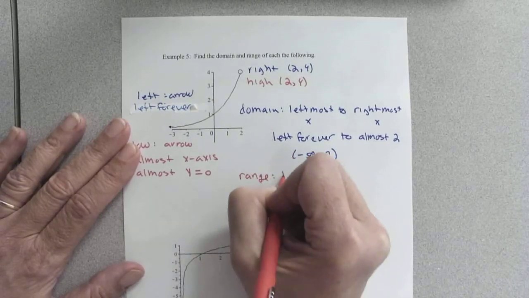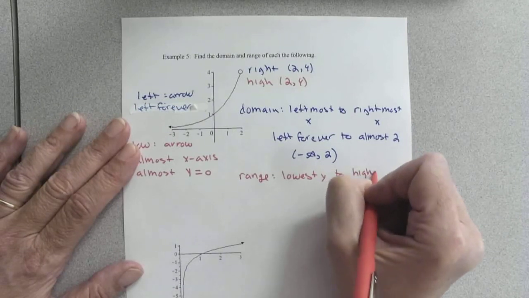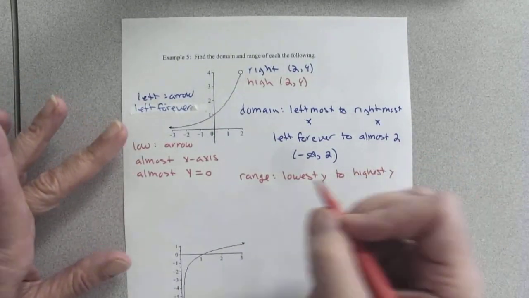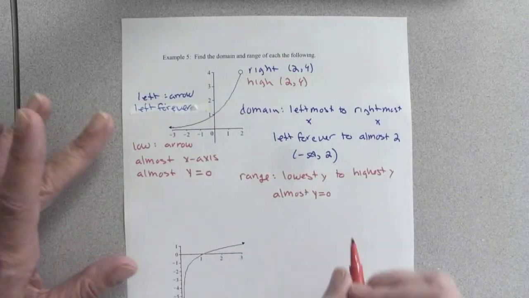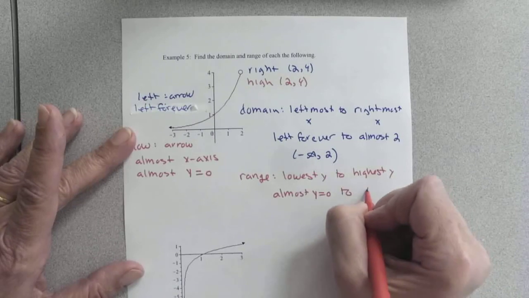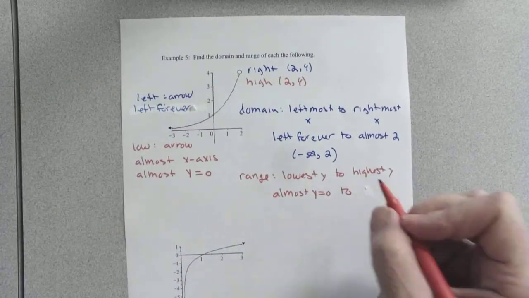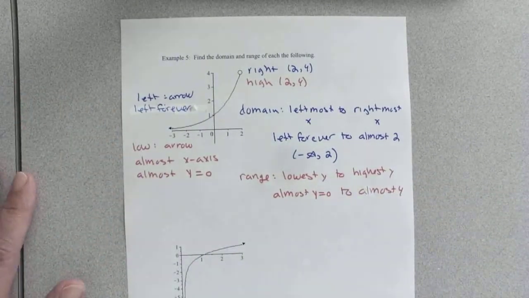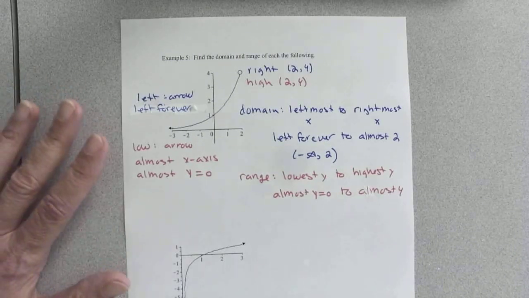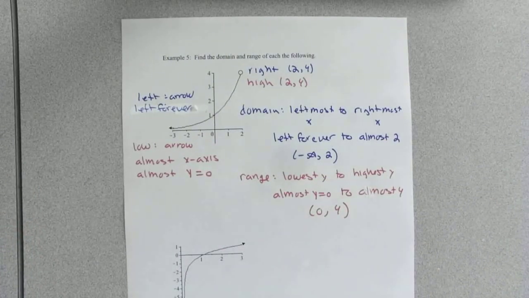My range, lowest y to highest y. Well, lowest, almost y equals 0, to highest, almost 4. So remember that open circle means you almost get there. Not quite, almost. And so my range is going to be 0 to 4, both with parentheses.